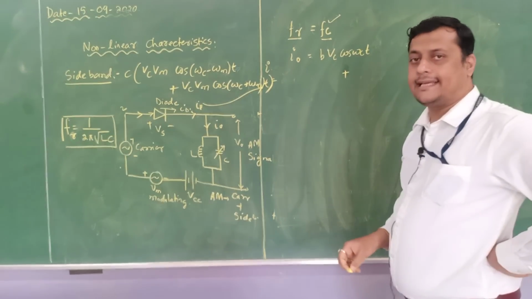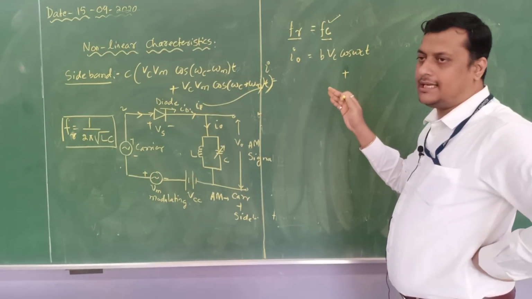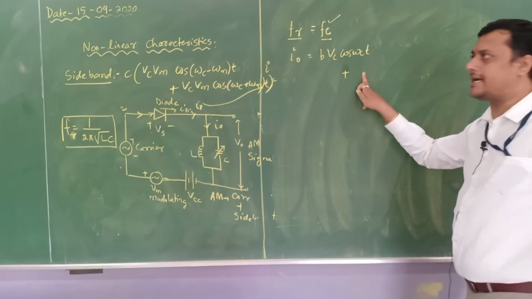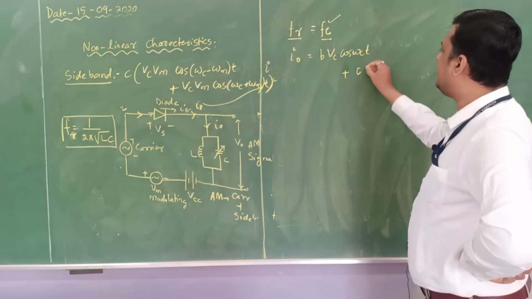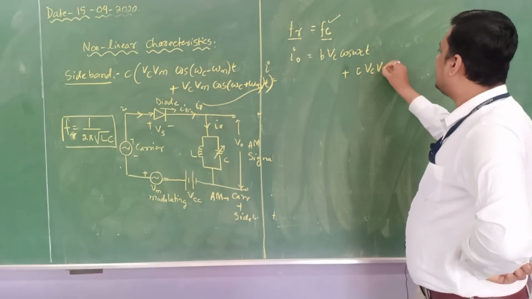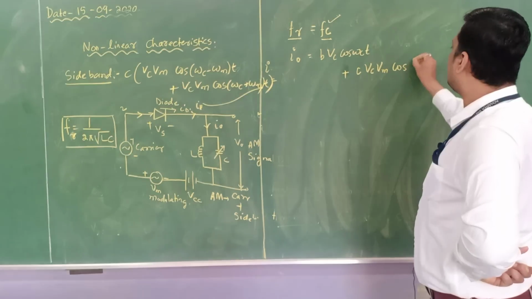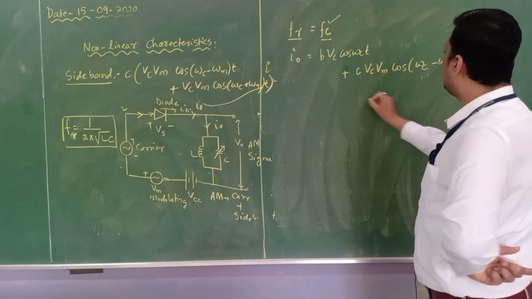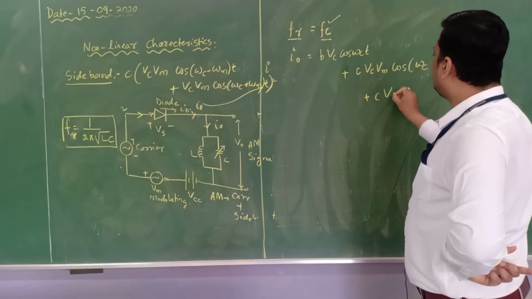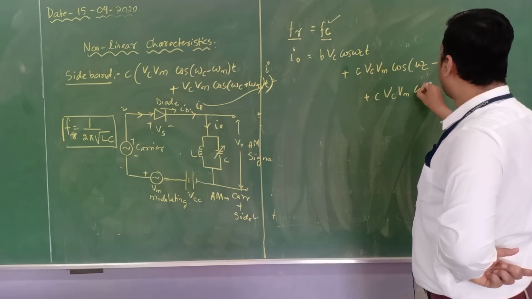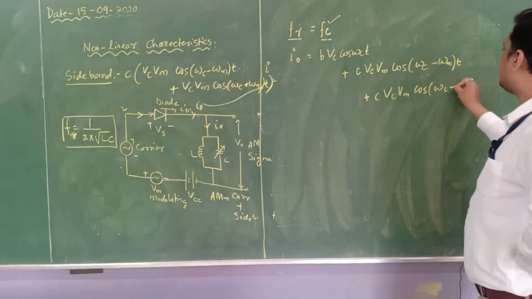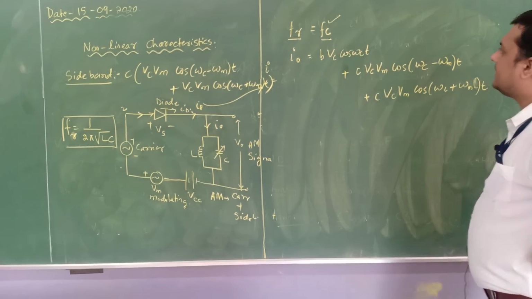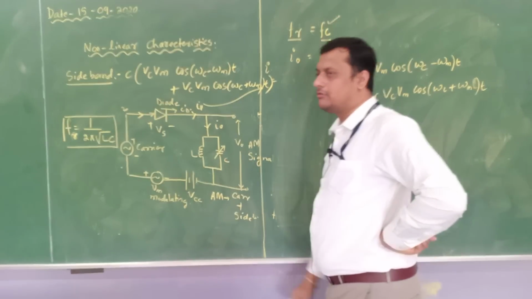Then the modulating signal, since it is less than the carrier frequency, will automatically be suppressed, and it will only identify the sidebands. So what are the sidebands? C into VC into Vm cos of omega C minus omega m of t, plus C into VC into Vm cos of omega c plus omega m of t. So this is the output of this tuned circuit.